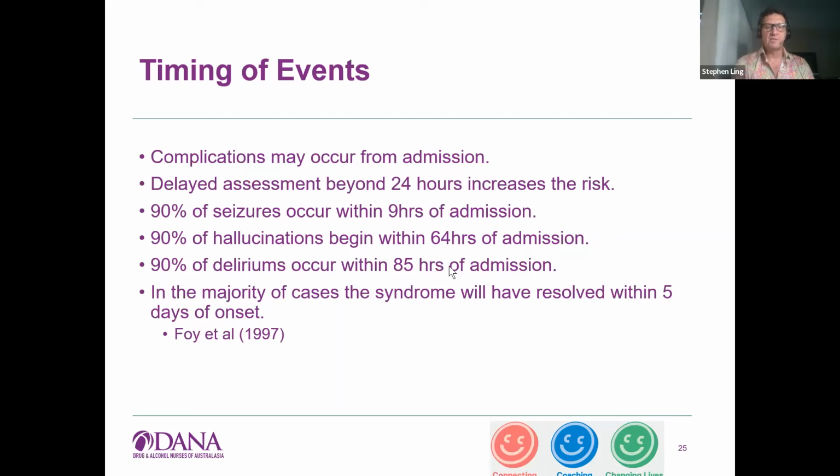Now, I would be saying that if the patient develops delirium after that 3.5 days, there's likely to be some other cause. And in fact, any patient developing delirium during alcohol withdrawal needs a full delirium workup. When you don't find anything, do it again.